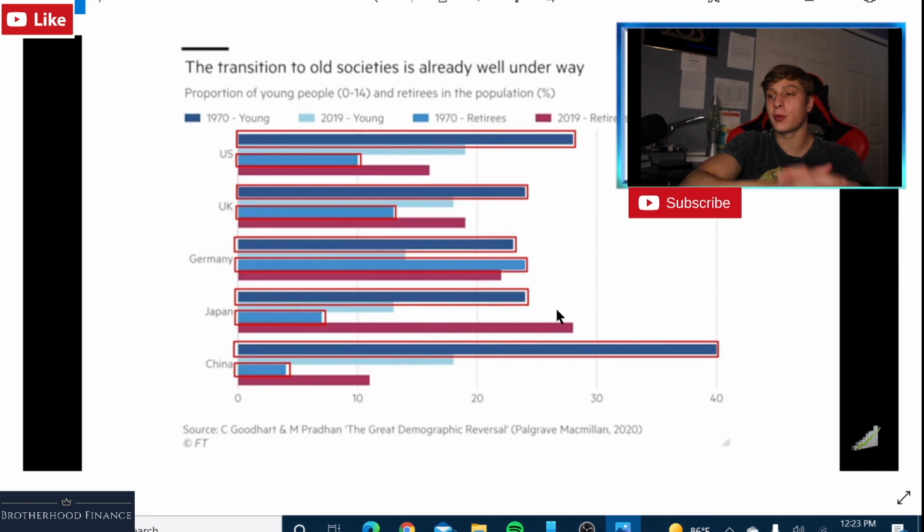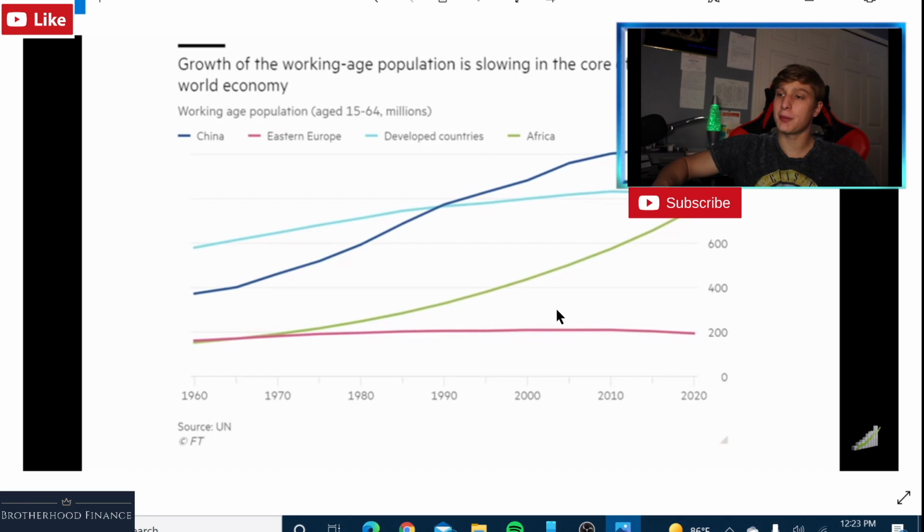Some other metrics, before we dive into how you can benefit from it, is that the transition to old societies is already well underway. If you look at this graph right here, the proportion of young people and retirees in the population, there's a lot of people getting ready to retire. There's a lot of boomers, which causes more problems because obviously they're not going to be working, and that can affect the economy overall as well. We're talking about pensions and other things where these people, especially the boomers, are going to need money when they retire. And obviously the growth of the working age population is slowing.